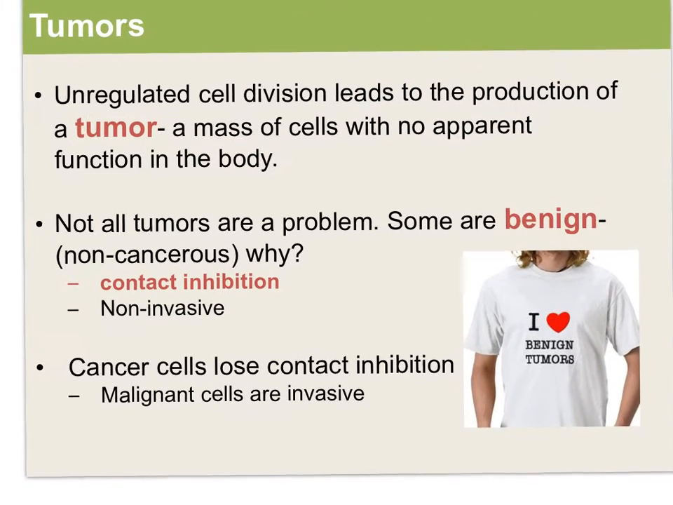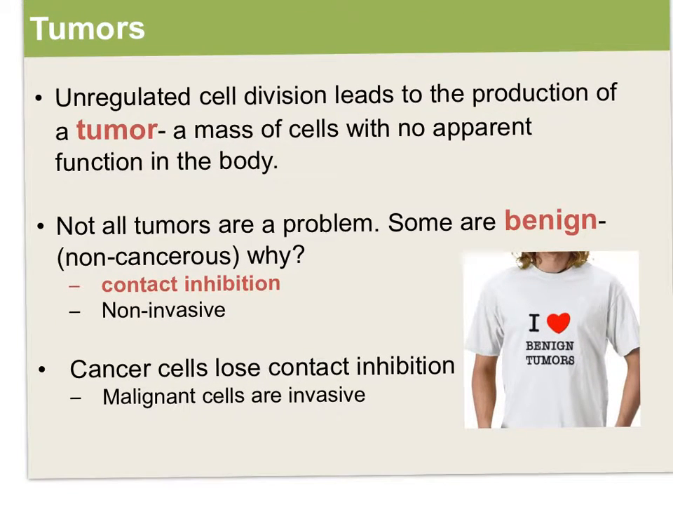Now, obviously, unregulated cell division leads to the production of a tumor with no apparent function. Now, not all tumors are a problem, some are benign. However, there are some that are invasive, and it's because what they've done is they've lost something called contact inhibition.